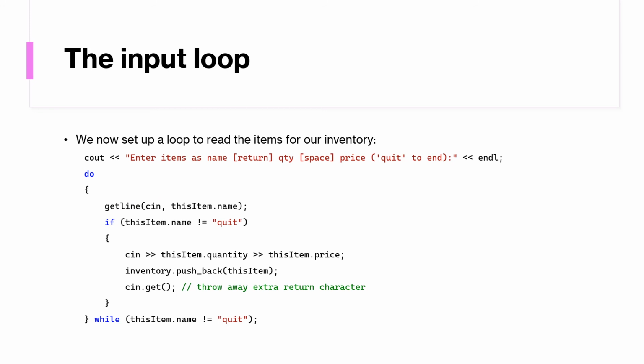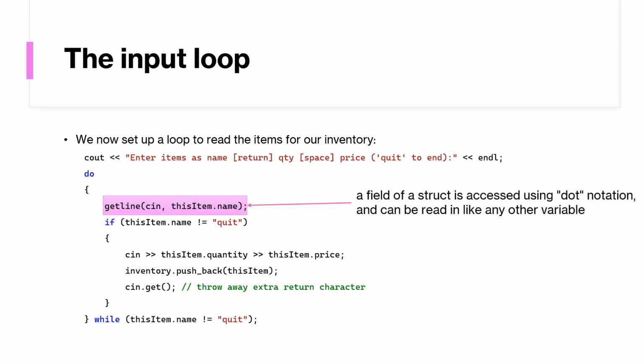Now we set up a loop to read the items for our inventory. The item name may have spaces in it, so we have to use getline to read that item. But when we get to the quantity and the price, those are individual numbers, so we can read those with the cin >> syntax. Notice that a field of a struct is accessed using dot notation, and once you use the dot notation, it can be used like any other variable. So you can directly read in thisItem.name or thisItem.quantity.